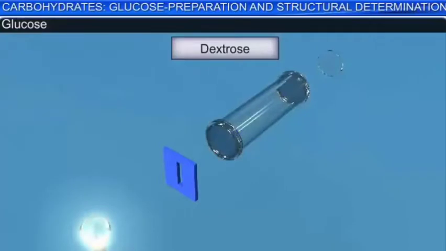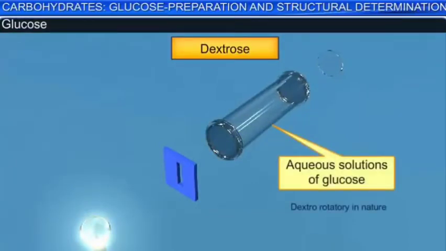Glucose is also called dextrose because aqueous solutions of glucose are dextrorotatory in nature. That is, an aqueous solution of glucose rotates plane polarized light towards right.